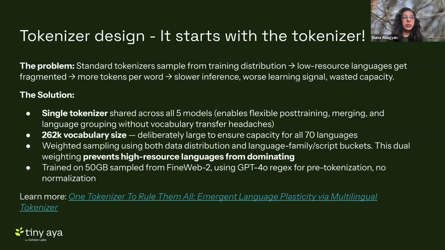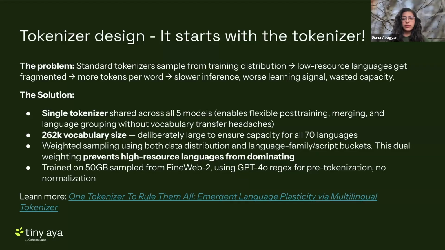And in general, this is not a problem just in our model family, but across multilingual models. The way that they're trained is that they just sample from the training distribution. So low resource languages that are less represented in the training data will be worse represented in the tokenizer, which means stuff like compression ratio is going to be worse. Text in lower resource languages will be more fragmented. And this leads to other complications. So you have more tokens per sequence per word. So there's slower inference, worse learning signal, and wasted capacity.